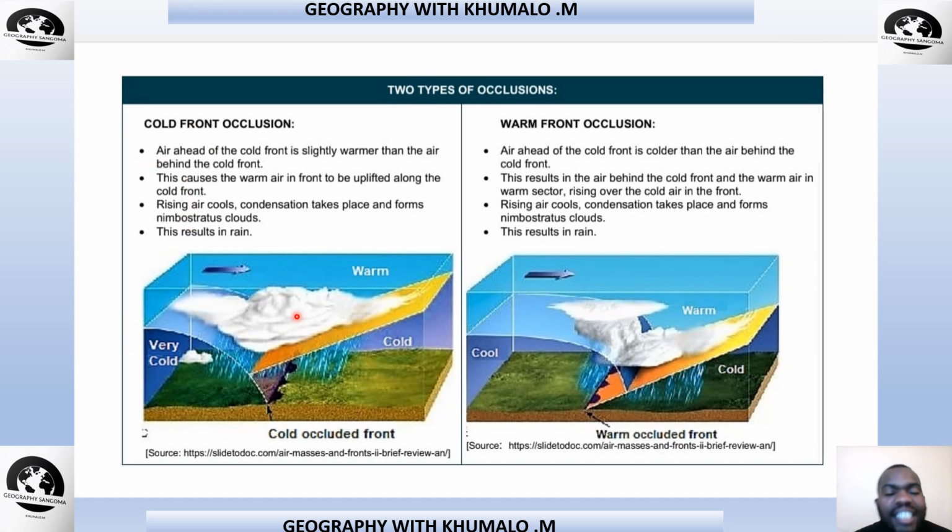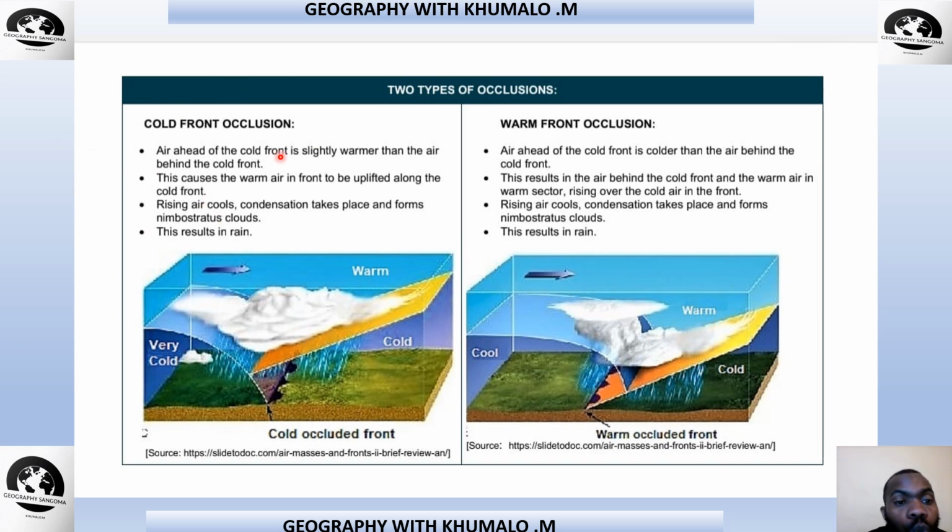For a cold front occlusion, how do we see a cold front occlusion? You can see the air behind the occlusion is very, very cold, and the air ahead of the cold front occlusion is warm. So when the air that is ahead of the occlusion front is warmer than the air that is behind it, it is a cold front occlusion. Once the air behind it is warmer than the air that is ahead of it, then it's a warm front occlusion. That is how you can differentiate the two, grade 12.